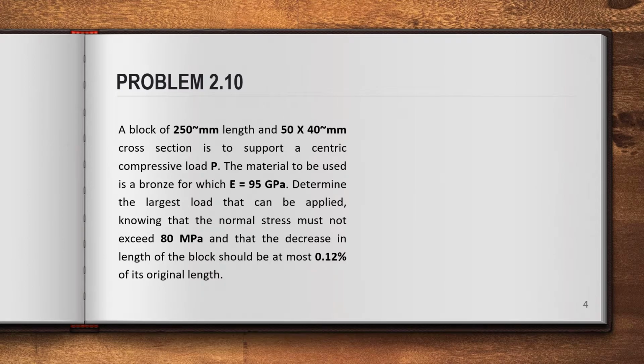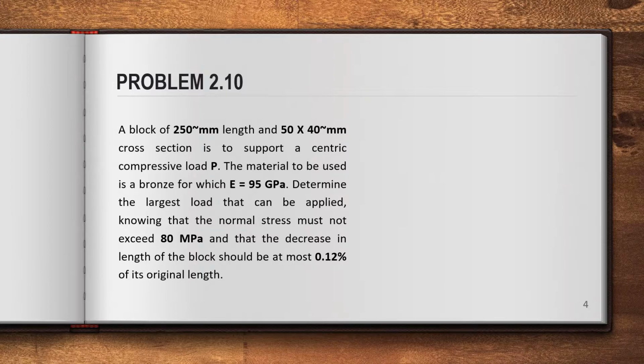Let's consider this problem. This is problem 2.10. A block of 250 mm length and 50 by 40 mm cross section is to support a centric compressive load P. The material to be used is a bronze for which E, or modulus of elasticity, is equal to 95 GPa, or gigapascal. Determine the largest load that can be applied knowing that the normal stress must not exceed 80 megapascal and that the decrease in length of the block should be at most 0.12% of its original length.